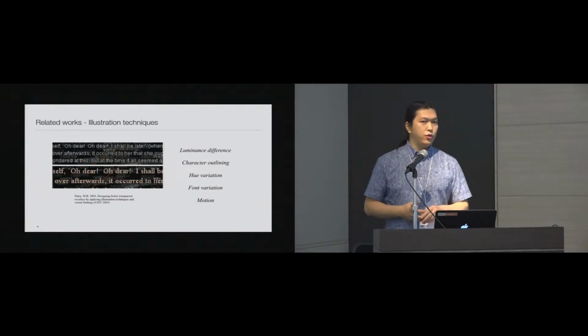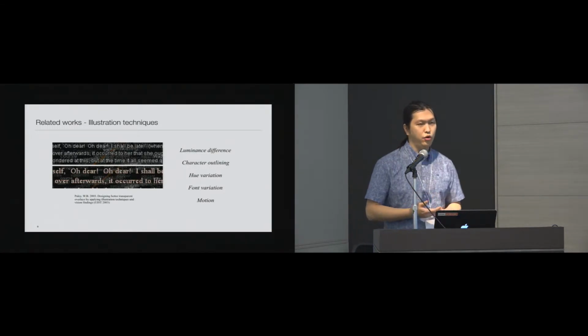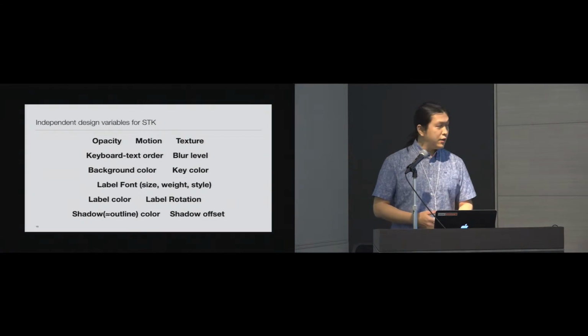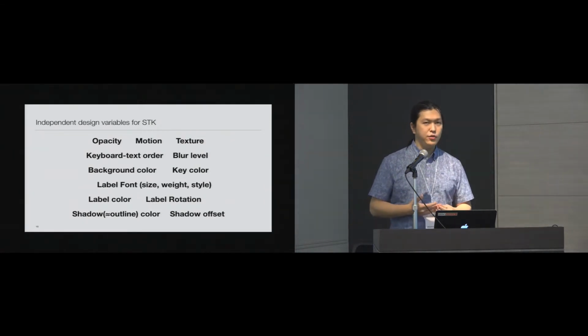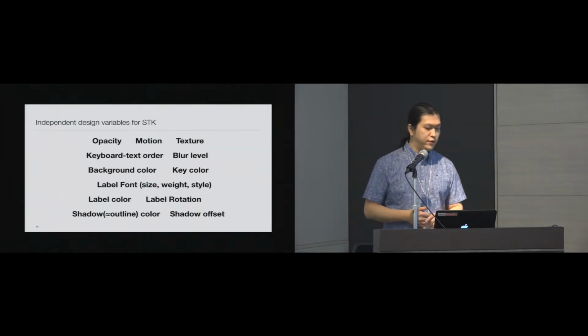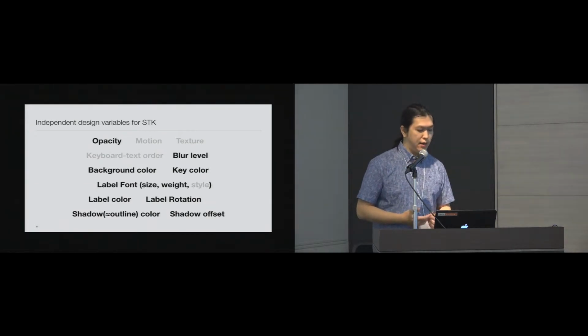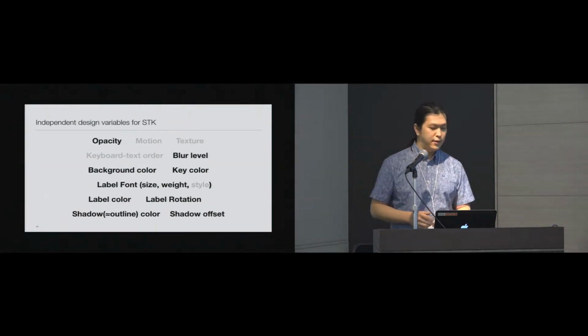There are several similar approaches where two text layers are overlapped and have different luminance, character outlining, hue, font, and motion. So I tried to collect as many attributes as possible for designing a transparent keyboard. Those are the results from several interviews with expert designers and HCI researchers. I collected a number of attributes which are believed to help the discrimination between layers, and I excluded a few of them by doing several iterations of pilot studies.